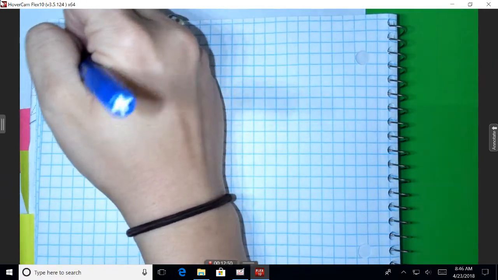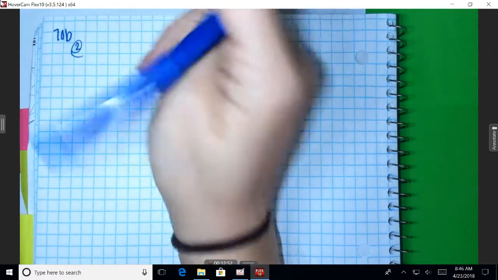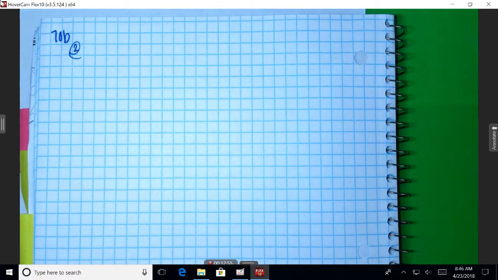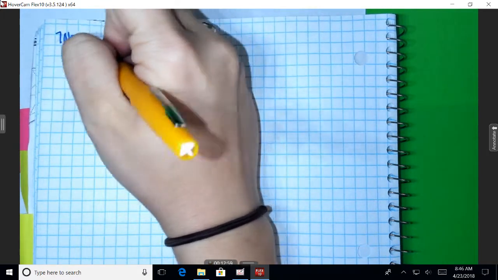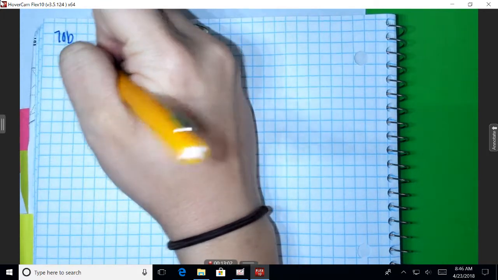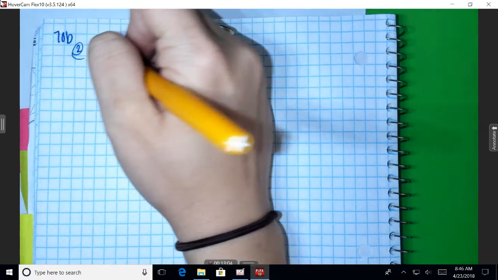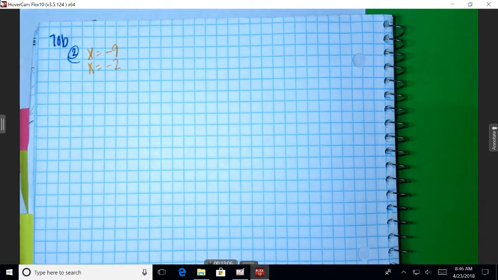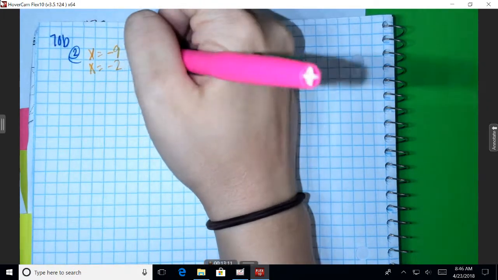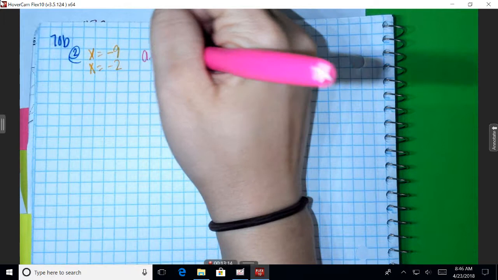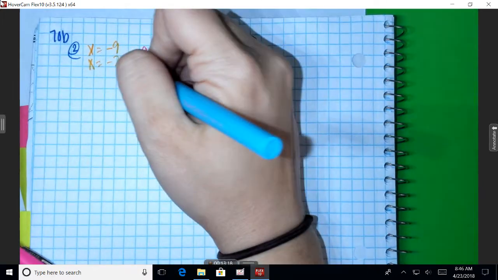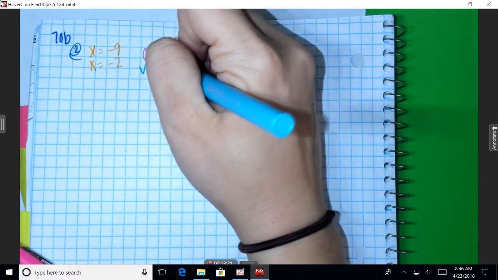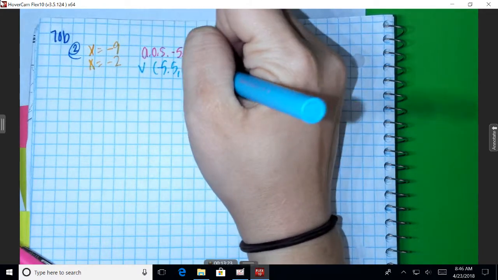All right, number 2. So let's write down what our x-intercepts were. What was our first x-intercept? Negative 9. Good. Take a point. What was our second x-intercept? Good. What was our axis of symmetry? All right. And what was our vertex? All right, so it was negative 5.5, comma 12.25.